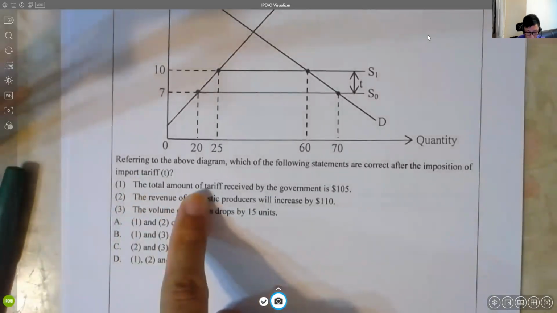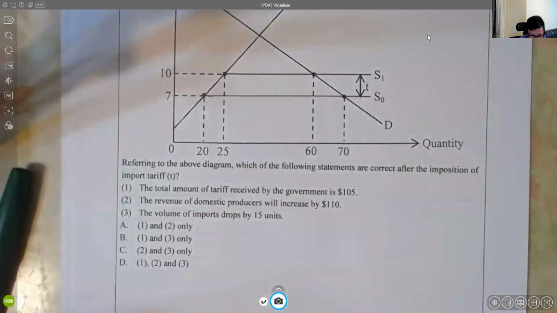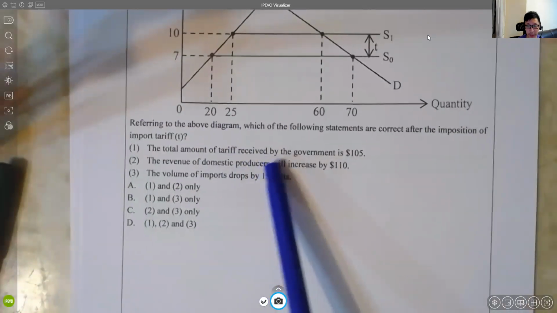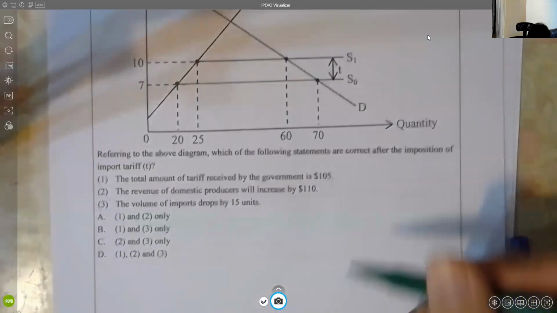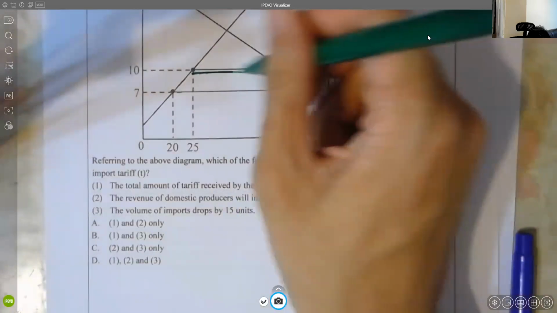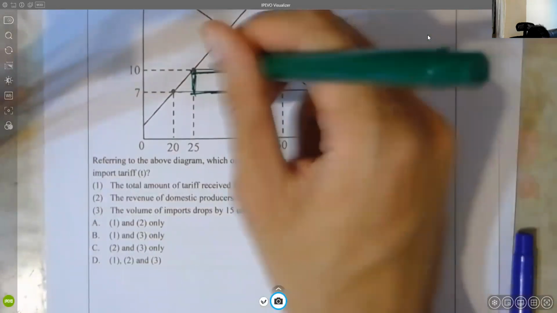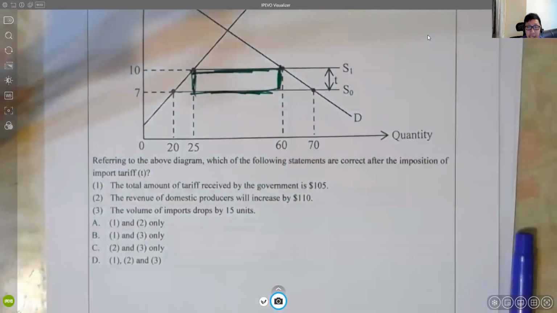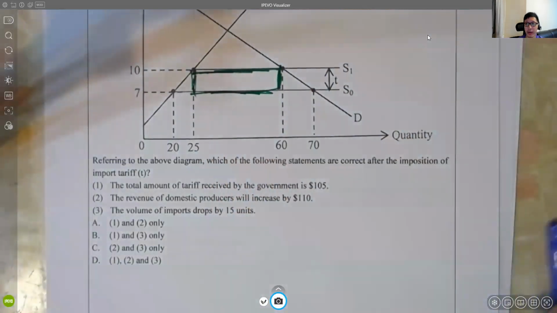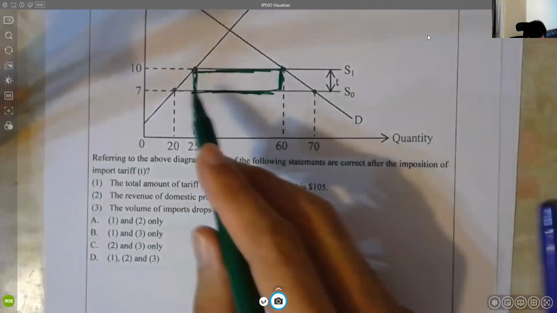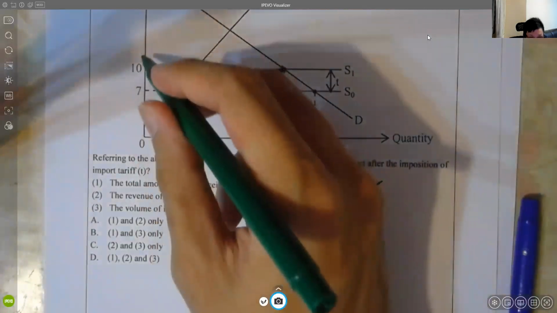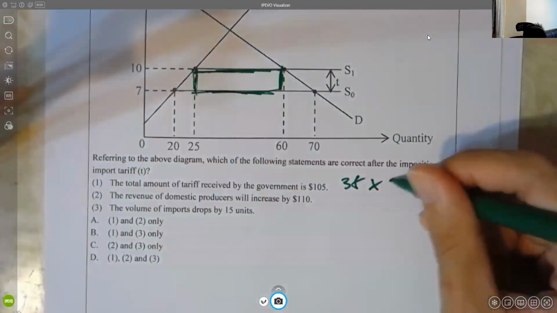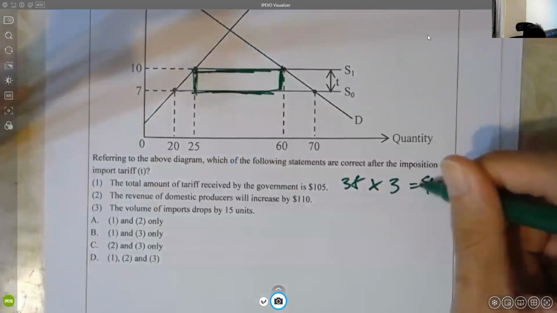the total amount of tariff received by the government. Now which is the tariff? Remember, per unit tariff times amount of import, the amount of import in the middle. This green area is the tariff revenue. So let's see how we calculate. 60 minus 25, 35, times 10 minus 7, 3, 105. Yes, it is true.